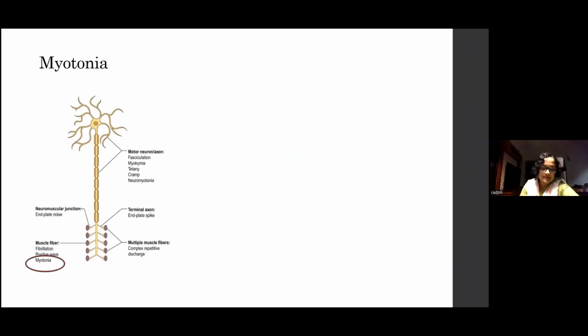So going to the next abnormal spontaneous activity that we see, which is myotonia. Myotonia comes along with fibrillations and positive sharp waves from the muscle fiber. Myotonic discharges are much rarer in the lab. What you're going to see very often, probably on a daily basis, would be your fibrillations and positive sharp waves. Myotonia and complex repetitive discharges are much rarer. So these are spontaneous discharges of the muscle fiber.